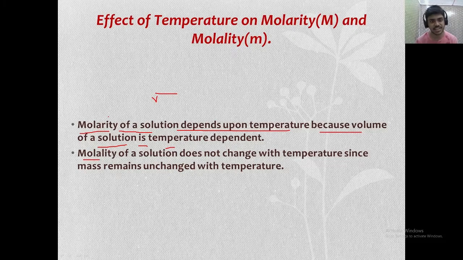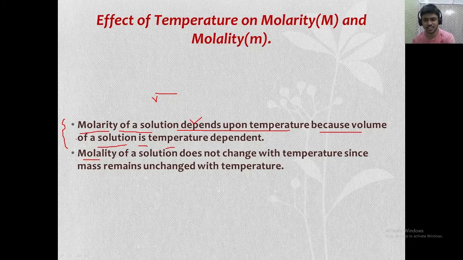If temperature rises, the liquid will expand and the volume will be more, so the molarity will decrease. And if the temperature decreases, the volume will contract. Also you have to take into account the anomalous expansion of water, you have to see those cases. Such critical questions never come, but you must remember this one. Okay, it's a very basic difference between molarity and molality that is asked in board questions and all.